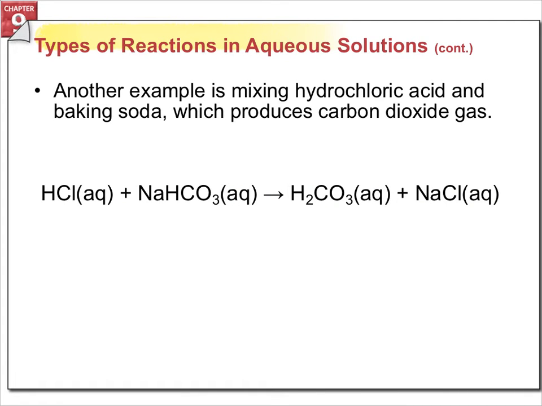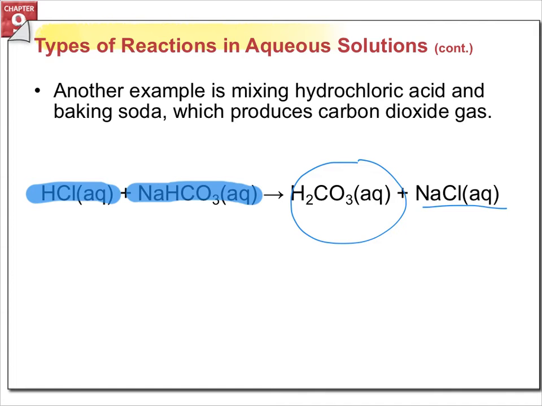Another example is if you mix hydrochloric acid and baking soda, which is going to give you carbon dioxide gas. So here we have hydrochloric acid, aqueous, so it's in water. We add that with the baking soda, or sodium bicarbonate, and then we end up here with carbonic acid and sodium chloride. So you have to ask, why does it say that this produces carbon dioxide gas? Do you see that anywhere?